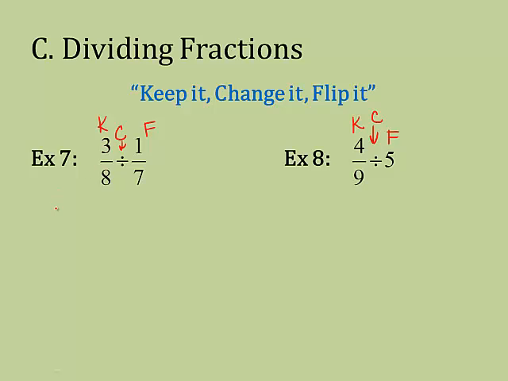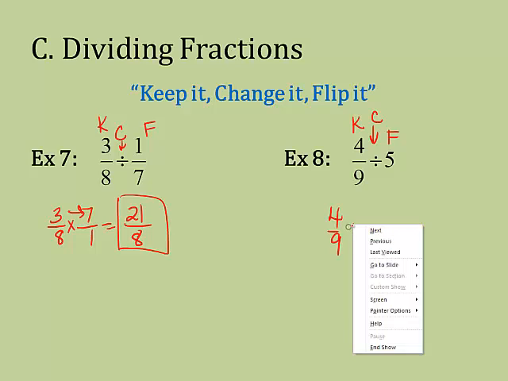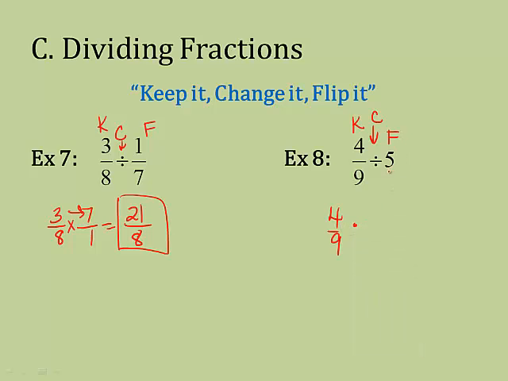Okay, so look at this one. 3/8, I keep it alone. Change to multiplication, flip the second one. Alright, when I do that, I now multiply straight across, so I get 21 over 8, and I'm done. I've divided two fractions. On example 8, I have 4/9. I keep that, I change to multiplication, I can use a dot or an X, whatever works. And I flip the second. Now remember, if it's a whole number, it's over 1. But if I flip it over, it's 1 over 5. So I get 4 over 45. And that is my answer.